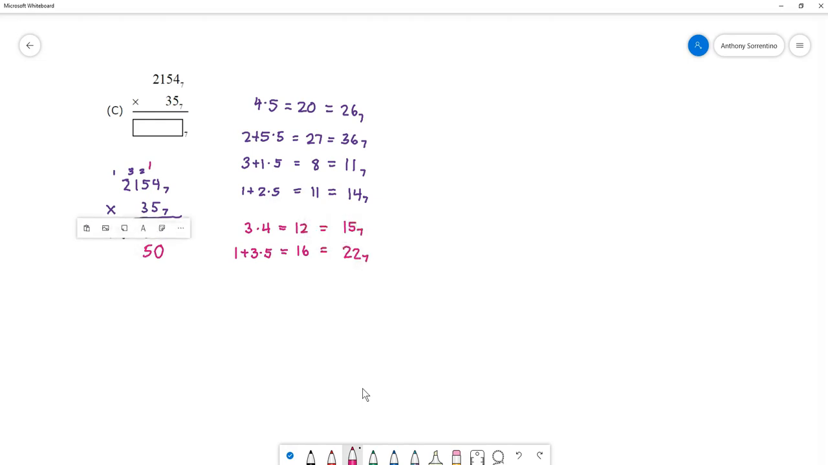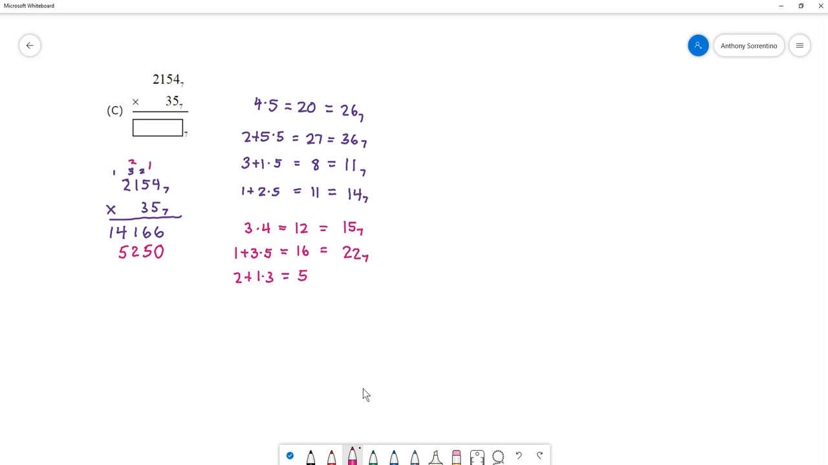So I'm going to write the 2, carry the 2. 2 plus 1 times 3 is going to give me a 5, and that's below 7. And so 5 base 10 is going to be the same thing as 5 base 7. So a 5 would go here.